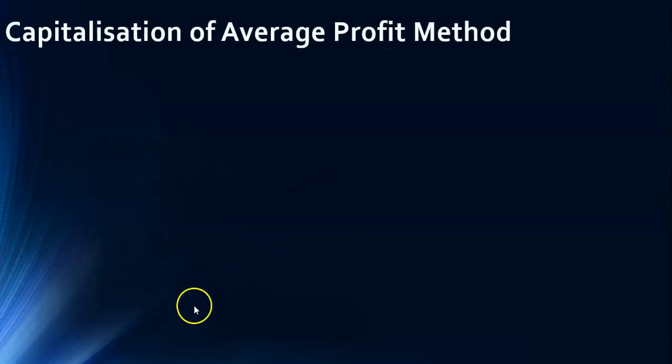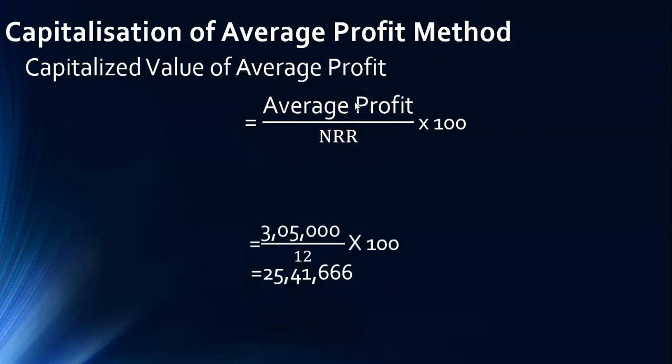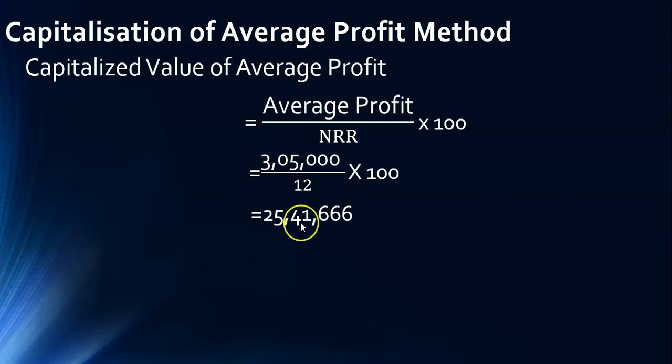The next one is the capitalization of average profit method. In this average profit method, you are going to calculate the capital employed of average profit. Here you know average profit is also written as future maintainable profit. It means the extra profit you are earning. In a normal case, how much capital should be employed to earn such a profit? So we have calculated on 3,05,000. The capital required was 25,41,066.67. We can round off this amount to 667, right?